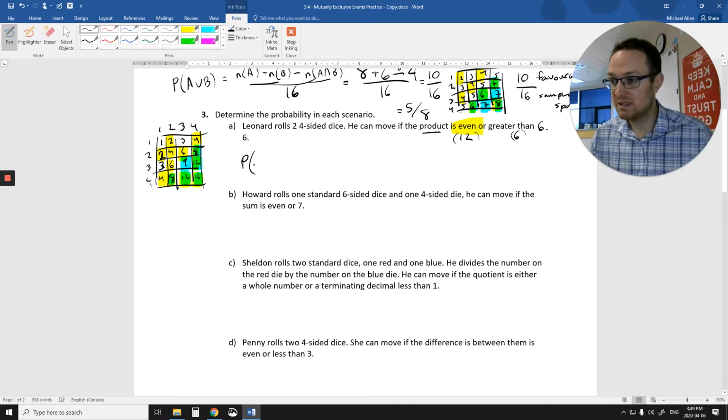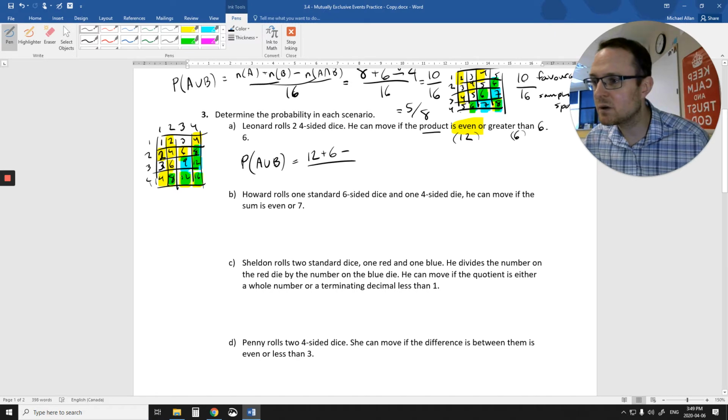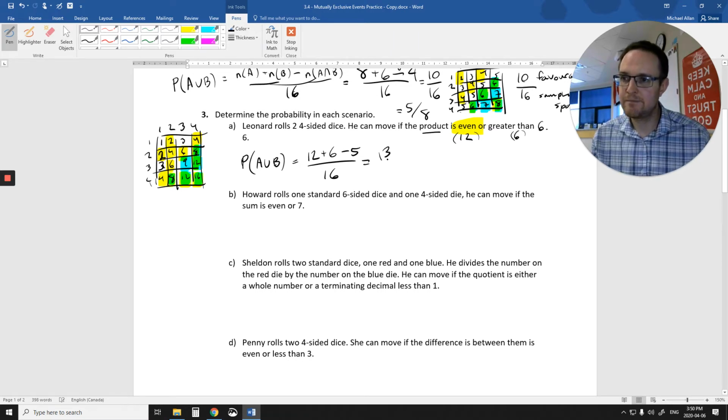But since I drew the picture, why not just use the picture? So the probability of these both happening, let's just use the formula because I have the numbers here, minus the 1, 2, 3, 4, 5 they have in common here. And the total sample space is 16. So 13 out of 16.